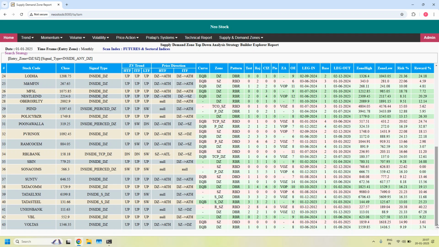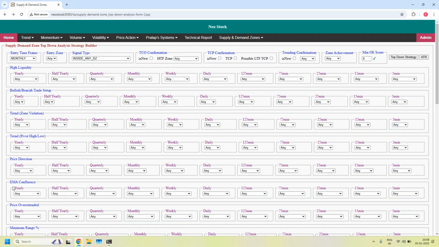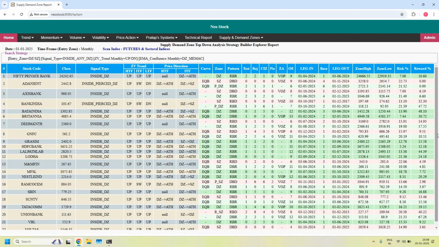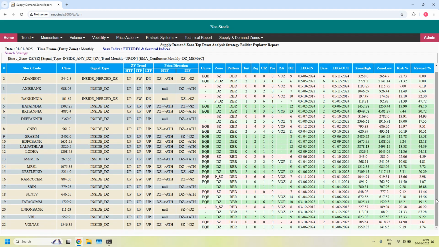Okay, out of these 43, how many are having EMA confluence? In the EMA confluence at monthly time frame, monthly demand zone having monthly EMA confluence, and the trend at the monthly time frame should not be sideways. It can be up or down. Now the list has come down to 22. First 21 stocks in the list. So total 22 stocks.